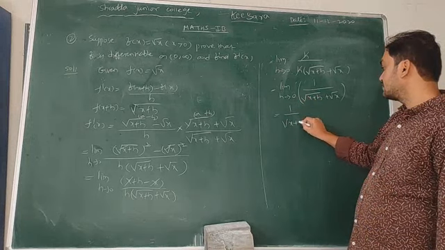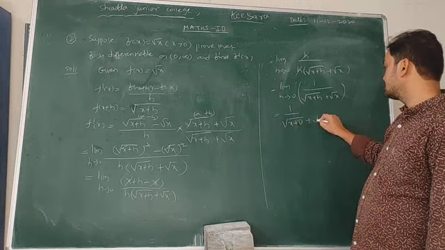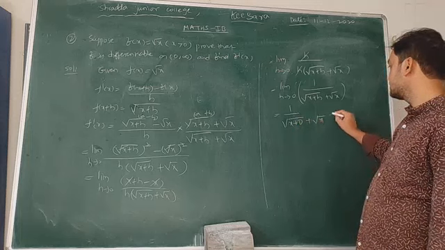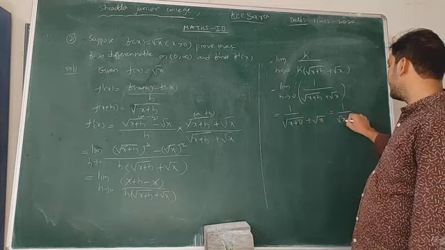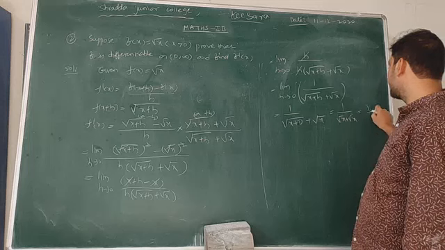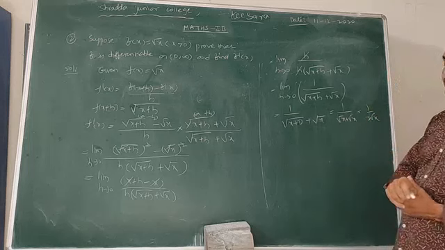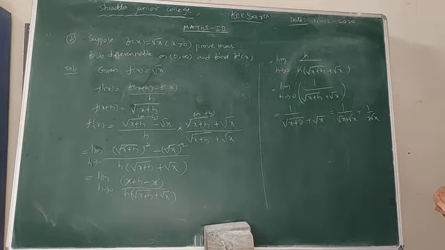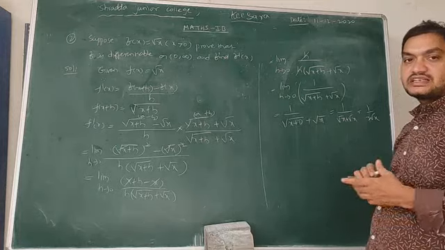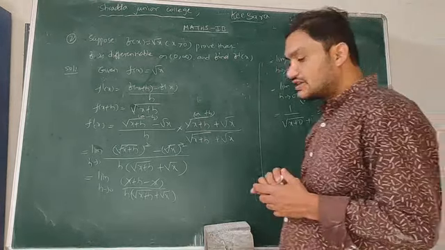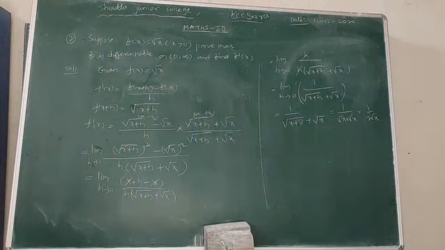What we are getting here? Root x plus 0 plus root x. This is equal to 1 by root x plus root x, which is equal to 1 by 2 root x. So now, what is the differentiation of root x? That is nothing but 1 by 2 root x, by using the first principle.